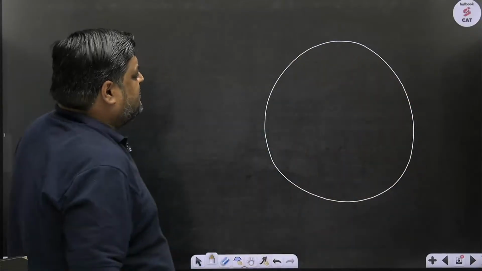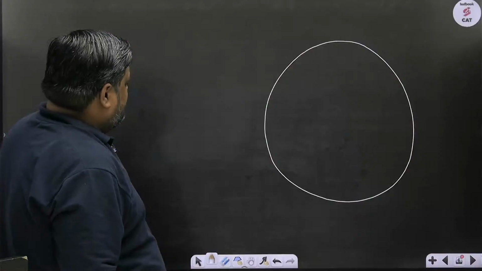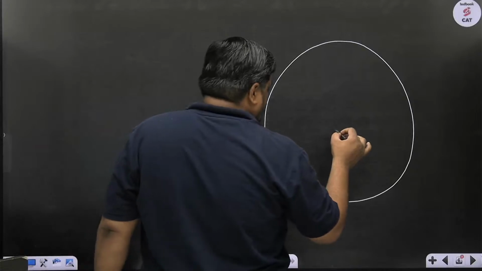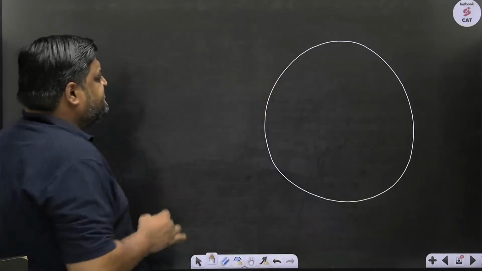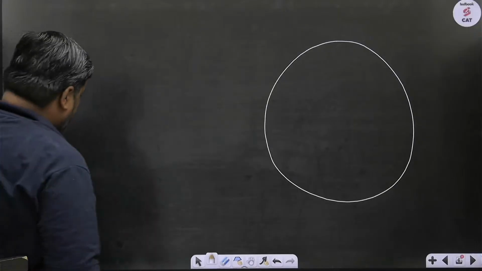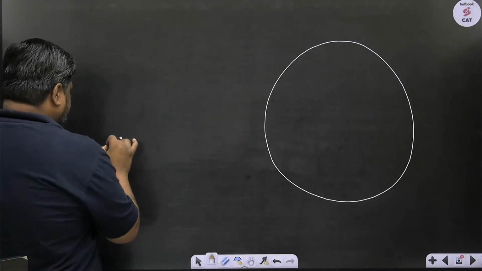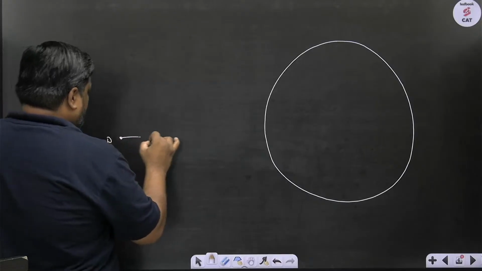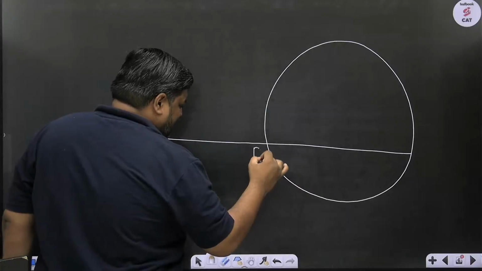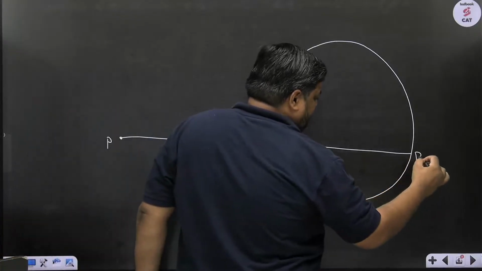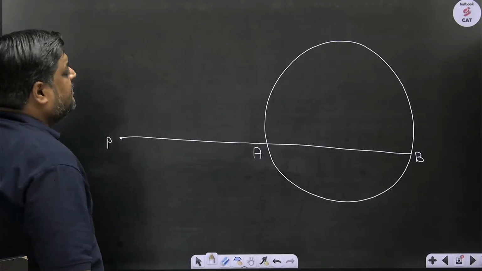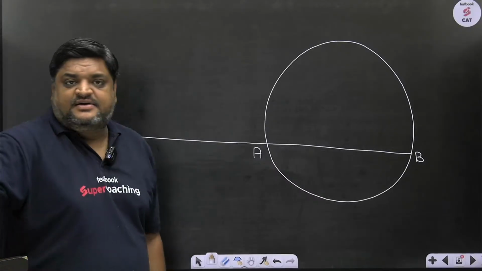This is a circle. Let there be a point P outside the circle. This line from P intersects the circle at A and B. What is PAB? PAB is a secant.